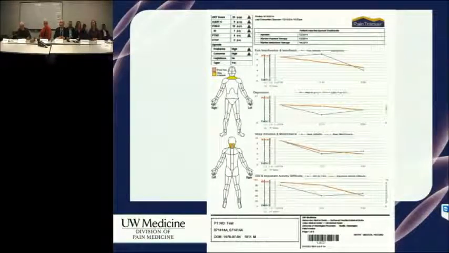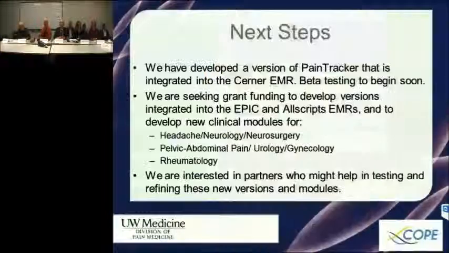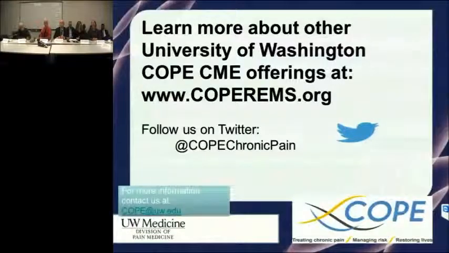So this is the PainTracker picture again. We've worked a version into the Cerner EMR, and we are in fact currently beta testing this. We are working on getting into the Epic and other EMRs. We're deploying into a whole bunch of different clinics and interested in generally in dissemination. And then this is the REMS program on safe opioid prescribing that's helping support the program, which you can access at coperems.org.